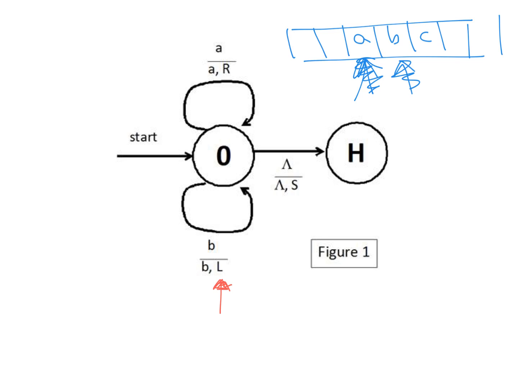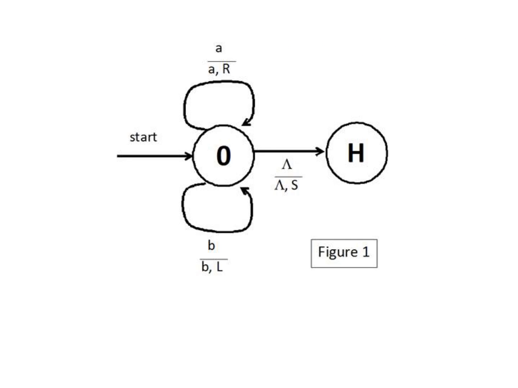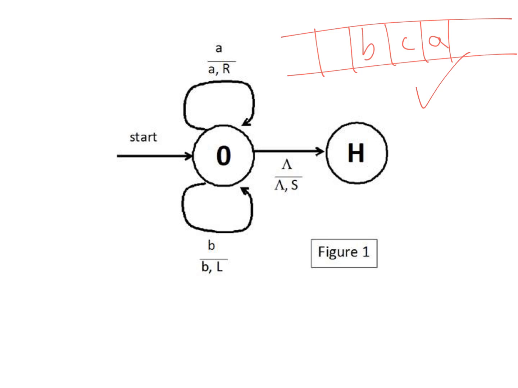Okay, so at this point, question 5 asks, does it accept the string BCA? So let's draw that. We've got BCA with lambdas on the left and the right. And we start with our tape head on the B. With our tape head on the B, the machine says, if you see a B, write a B and go left. So we replace that B with a B, we go left. Now we're at a lambda. Since we're at a lambda, we take this transition, we write a lambda, we stay put. We get to the halt state, so woohoo, yes, we do accept this.